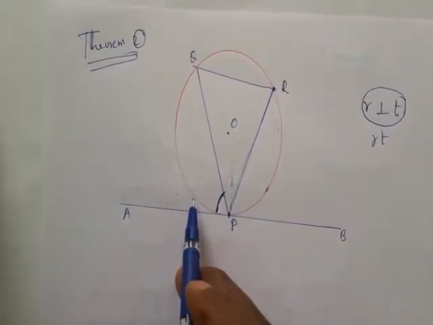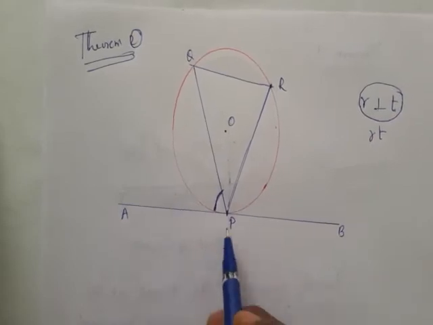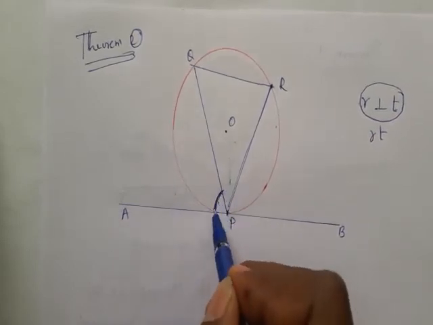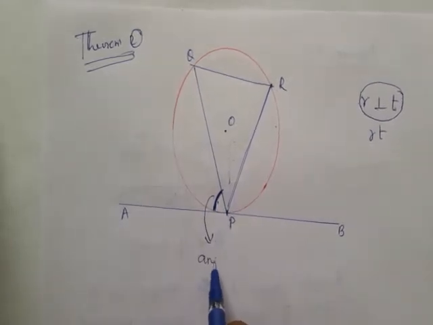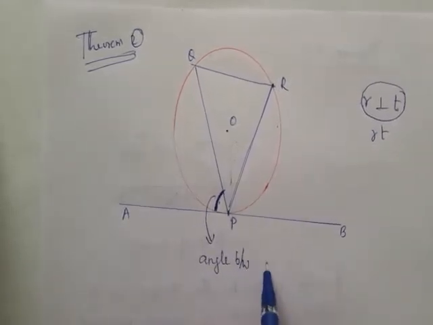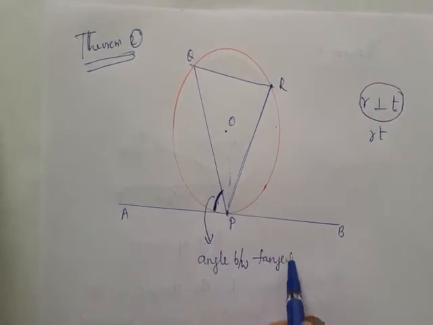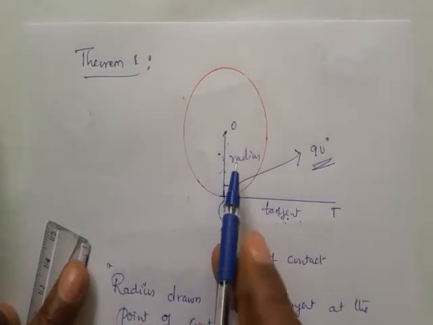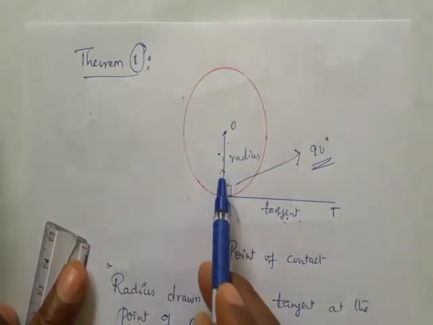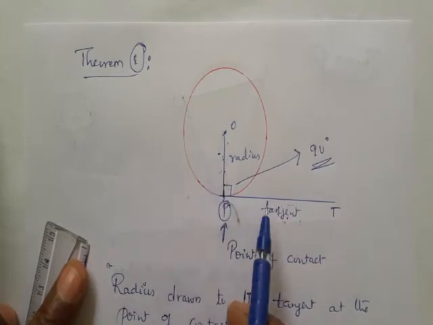The second, theorem 2 from the tangent chapter, says that this angle is called the angle between tangent and chord. The first theorem is the angle between radius and tangent. Don't confuse them. Once again I repeat, the first theorem says the angle between radius and tangent.